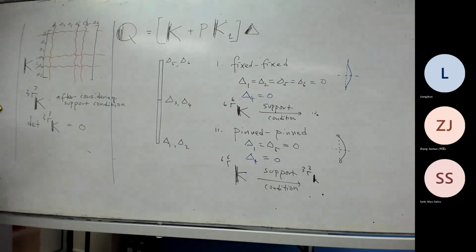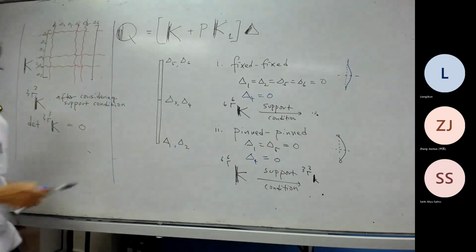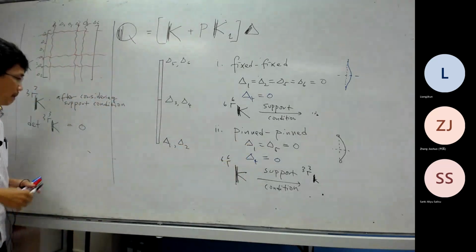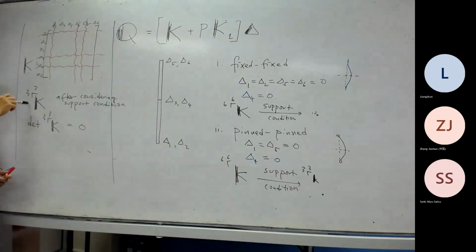So now this is the process that we have to go through in order to consider support conditions. So the second case, pin, if we consider this delta 1, delta 5, delta 4, 0, okay, meaning that we get into a 3 by 3 matrix of these structure stiffness equations.